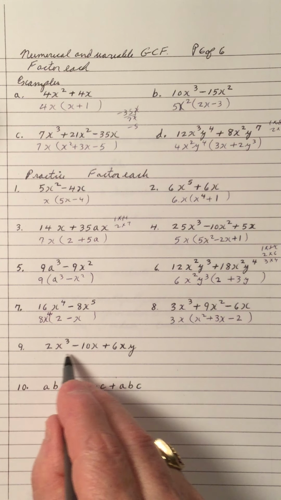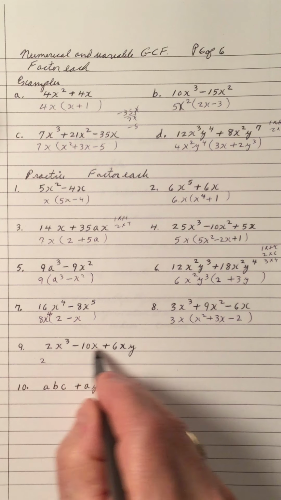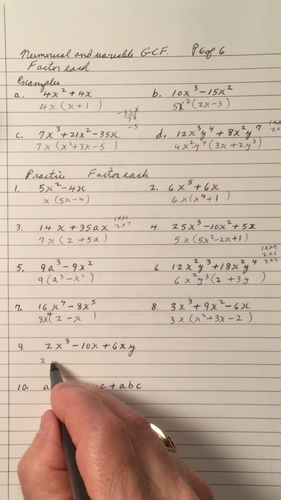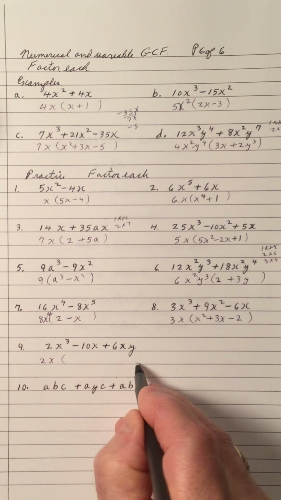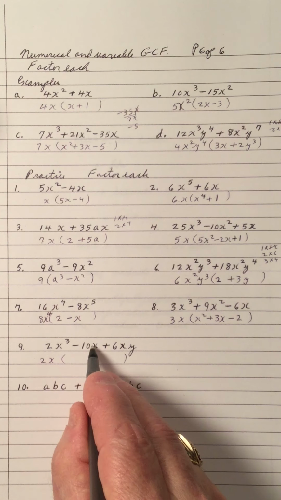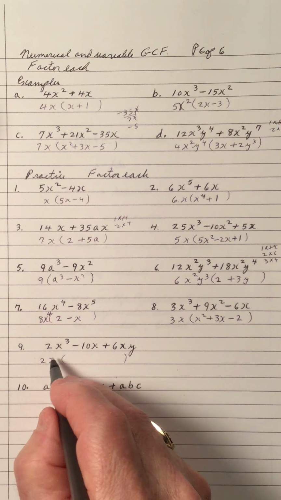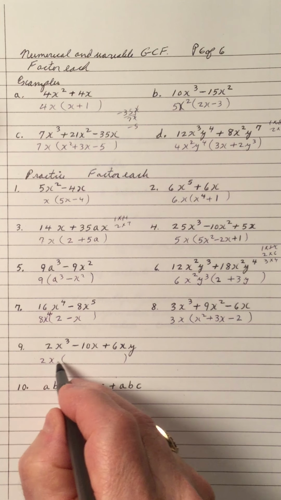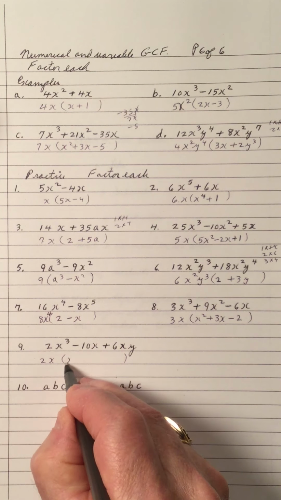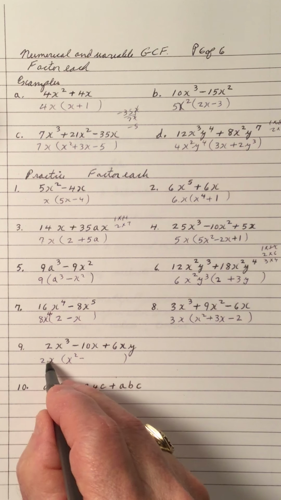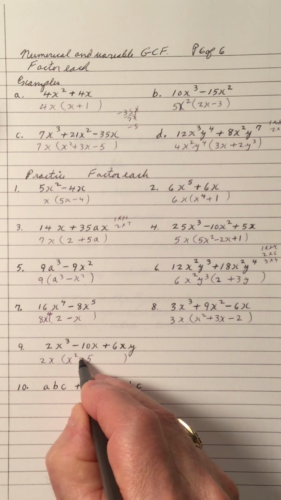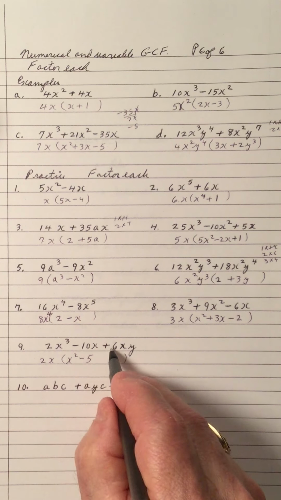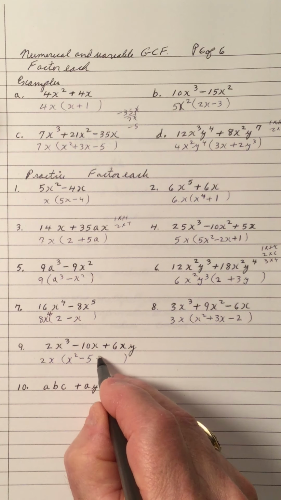And 2 is a GCF. 2 is the smallest number, but 2 is a factor of 10 and 6. And I have an x, an x, and an x, so x is common. And notice x is common, the smallest exponent is 1. So 2x cubed divided by 2x is x squared. Negative 10x divided by 2x is a negative 5. And 6 divided by 2 is 3.